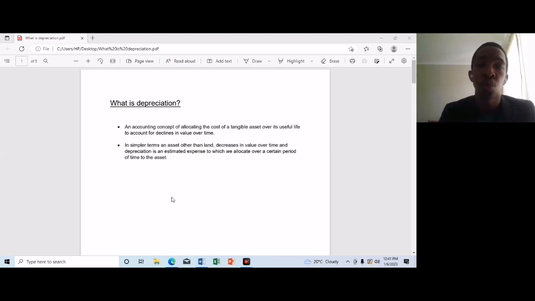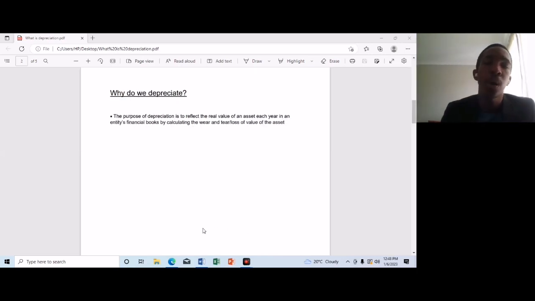So now let's go to why do we depreciate? Now that we've answered what is depreciation, let's talk about why we depreciate. The purpose of depreciation is to reflect the real value of the asset each year in an entity's financial books by calculating its loss of value. When we purchase an asset at the beginning of the year, it costs a certain amount of money. But at the end of the year, its value is not the same amount that we purchased it for.